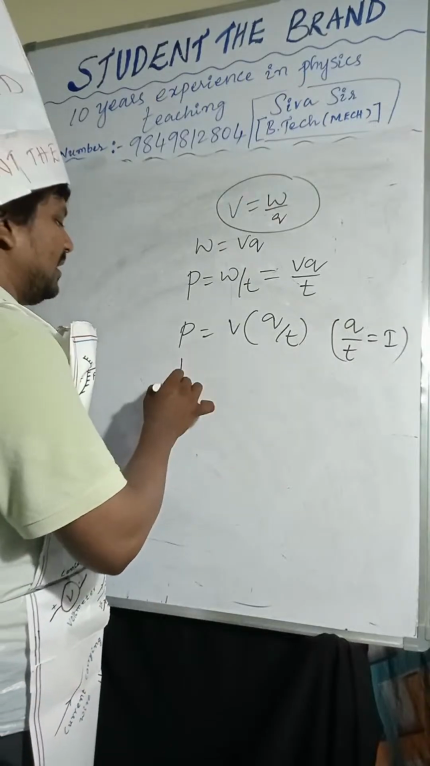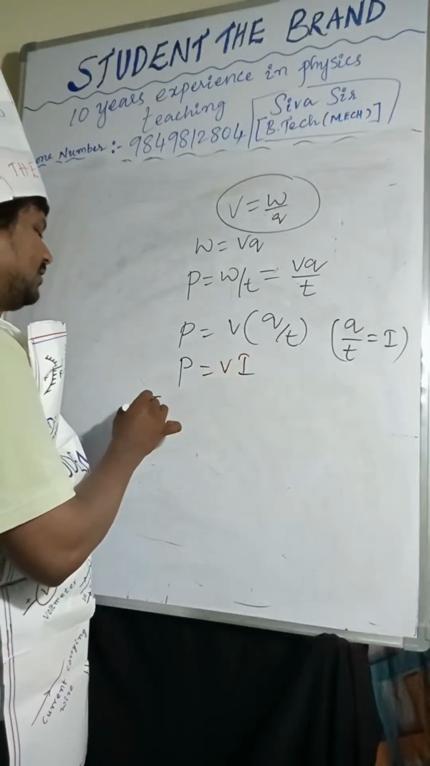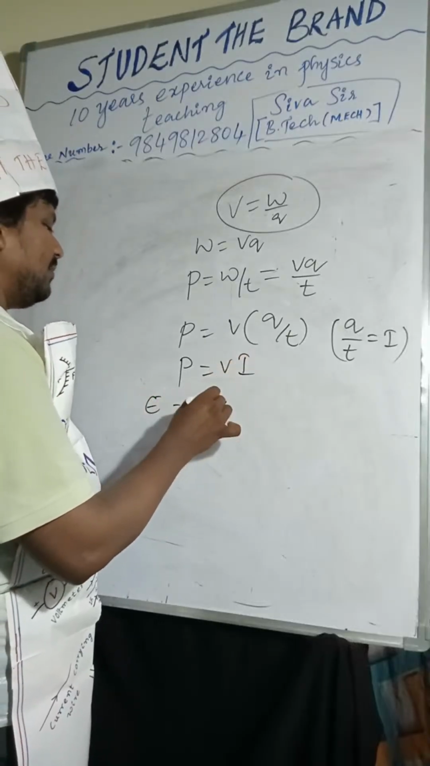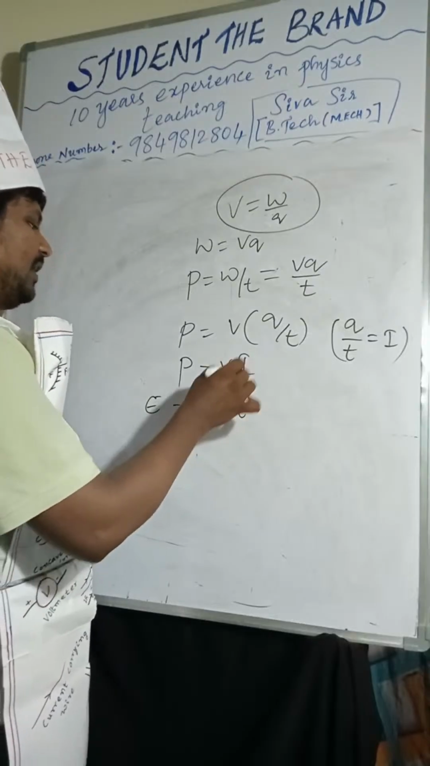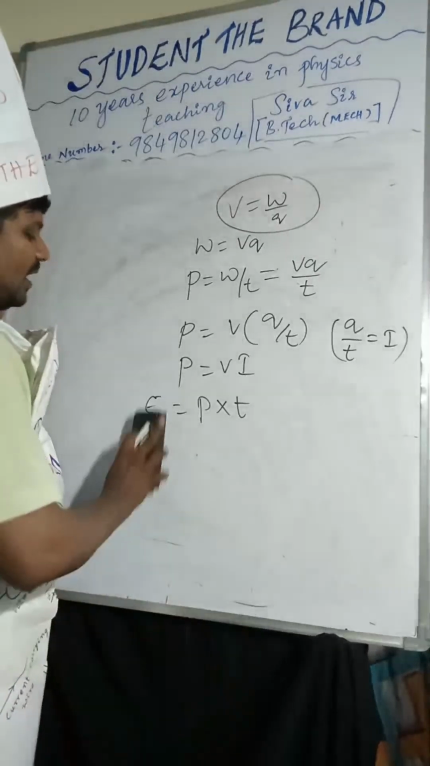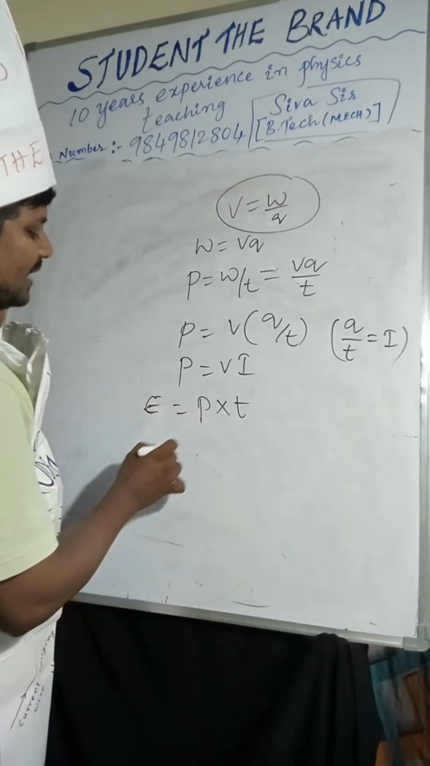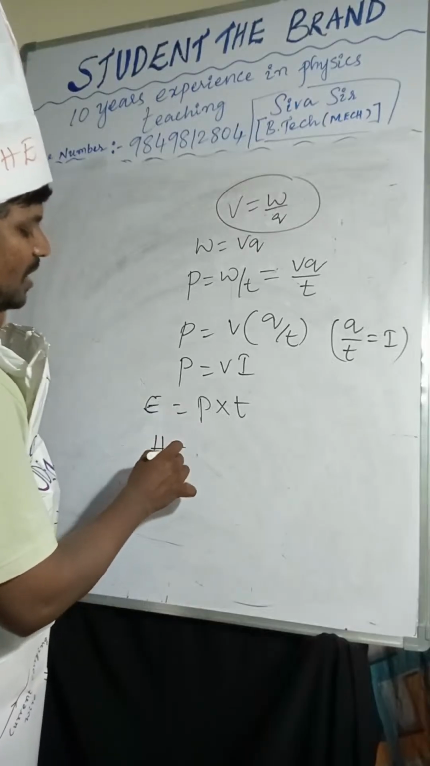Q by T is current. So then we can say V into I. Energy given to the conductor is nothing but power into time. So P equal to VI. Whatever energy is given to the conductor will become heat.